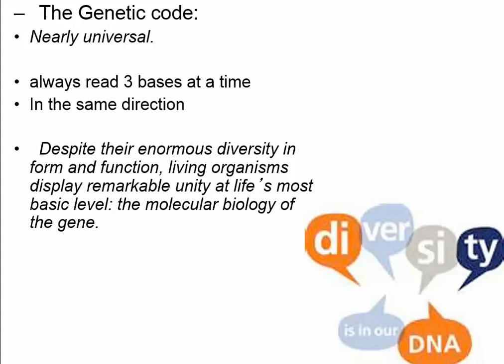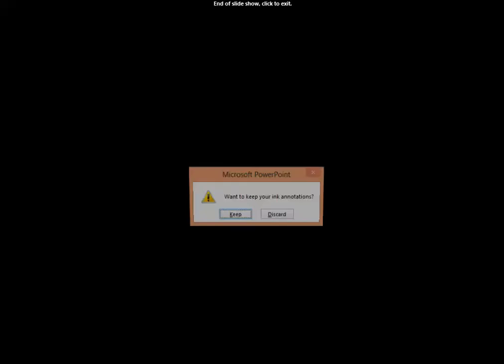So with the genetic code, remember that it's nearly universal. For all living organisms, they use the same bases. They are always read 3 bases at a time. That's your codon, and it always goes in the same direction. So if you think about the enormous diversity of living organisms, it's remarkable that at the molecular level, they are still read 3 bases at a time and in the same direction, and they all have the same bases in their RNA.